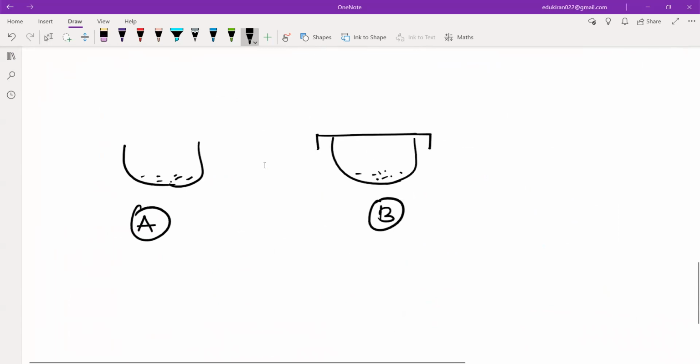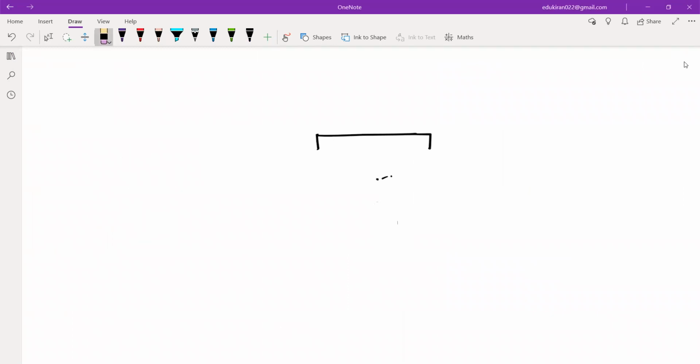Now, we have established that if you have a closed vessel, then the evaporation will be slower. If you have an open vessel, then the evaporation will be faster. Now let us take some special example.